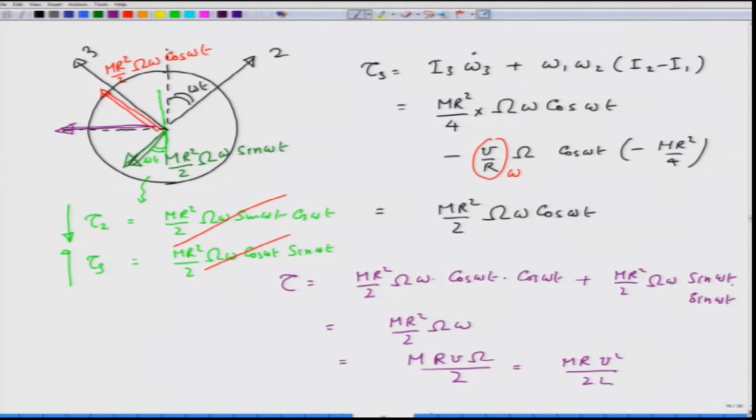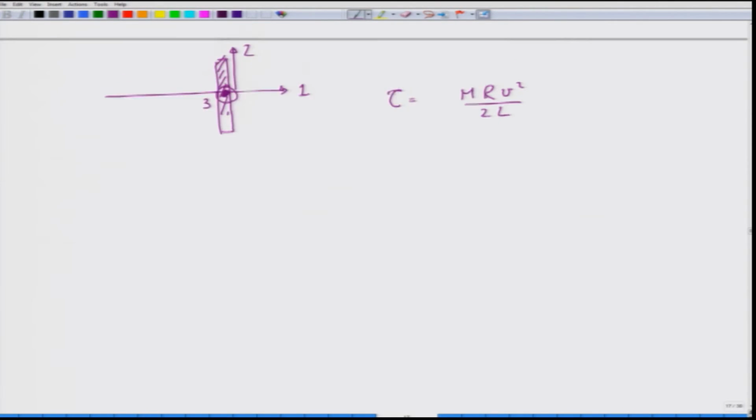Let me now translate this back to this wheel. At this position, this was the 3 axis, 1, 2 and 3, and what we saw is that the torque is in this direction, coming out of the screen all the time. No matter where I am, it will be coming out of the screen with the same calculation, and its value is tau equals m r v square over 2 L, same as we obtained earlier.